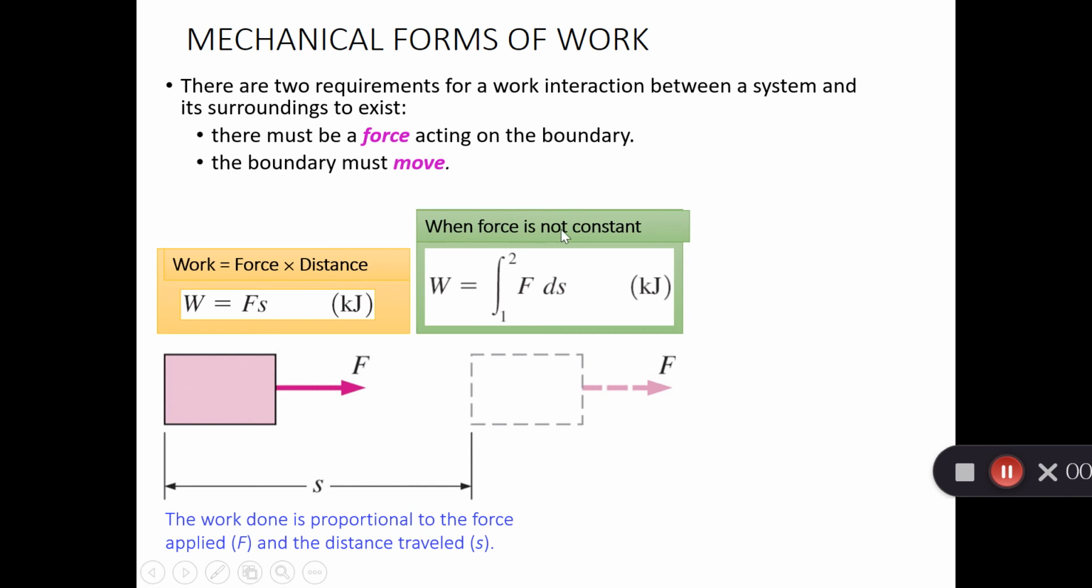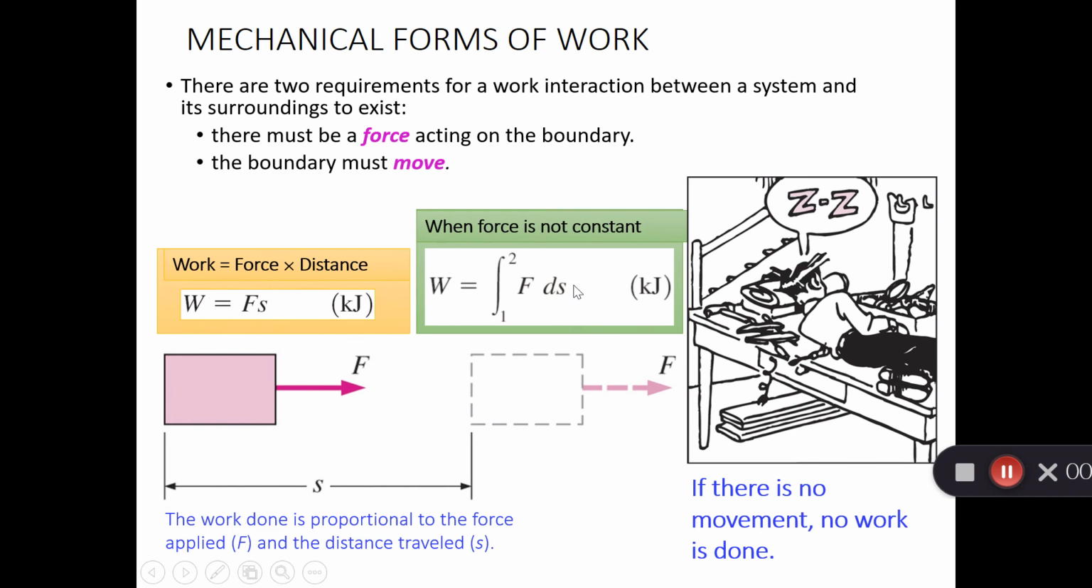When force is not constant, sometimes it's fluctuating. So we need to do the integration of force with respect to the distance to find the total work done. Because if, let's say, the force drops to 0, then at that moment, there's no work. Now, very simple cartoon here to understand work. If there is no movement, there is absolutely no work done, even though the system may contain a lot of energy.